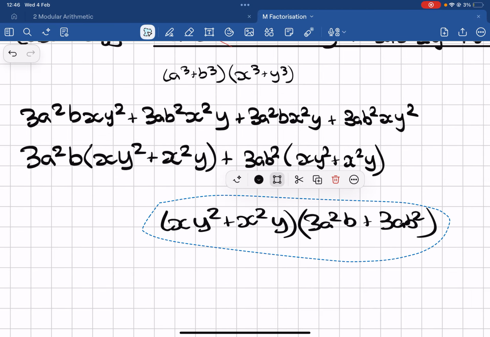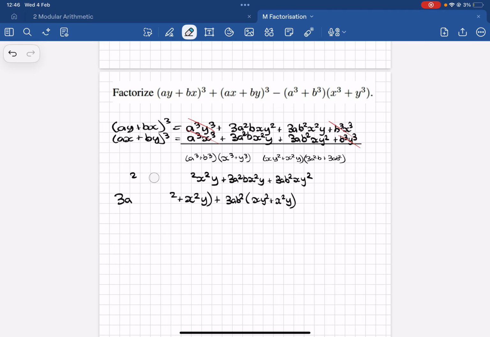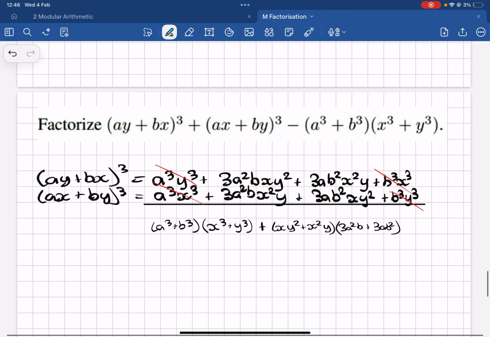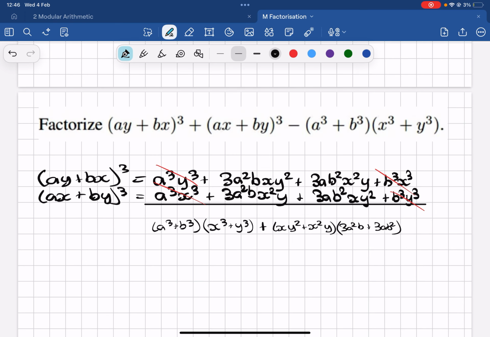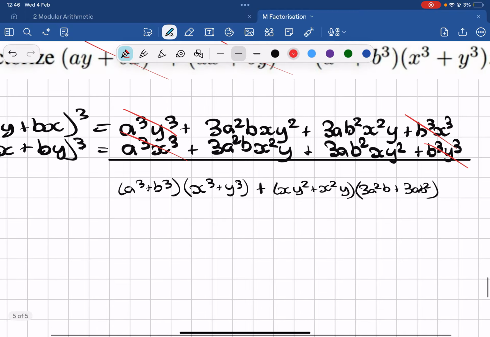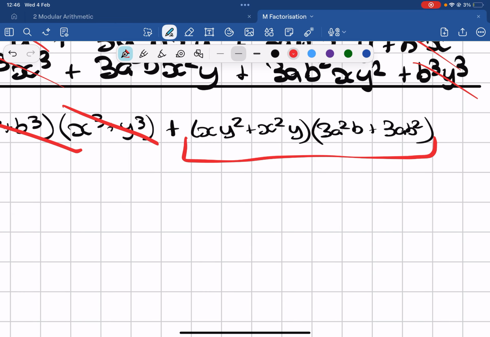So let's move this up here and remove all this. So if we go back to our expression, we've essentially evaluated the first two terms. Now we just need to minus (a cubed plus b cubed)(x cubed plus y cubed). Well, this happens to be quite nice. We can simply cancel this term here, and we're left with (x y squared plus x squared y) times (3a squared b plus 3ab squared).